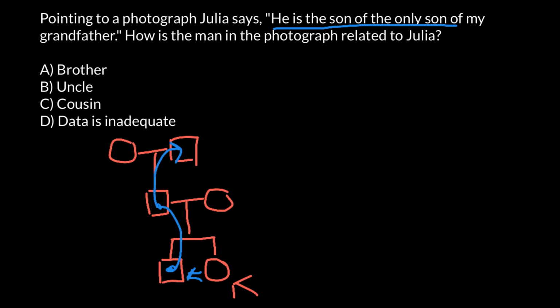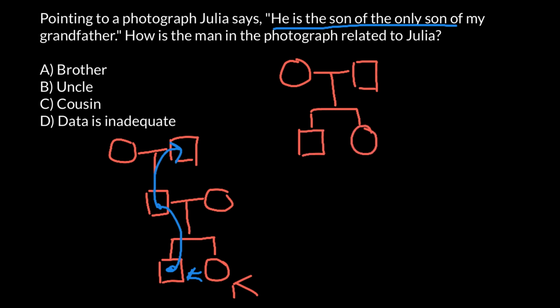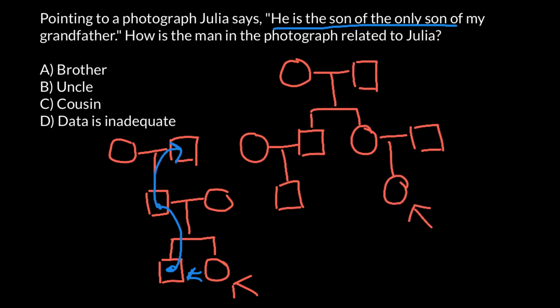But this is not the only variant possible. Let's look at the other variants. So again, here is a family, and this time this family has a son and a daughter, and the son is married and has a son, and the daughter is also married, and she has a daughter. Now here is Julia, and here is the person whom she is pointing at. So let's check again what she is saying.